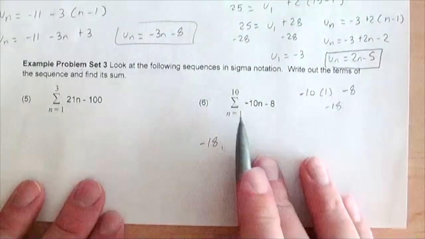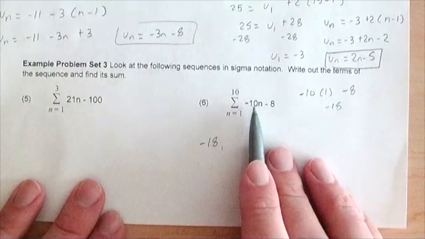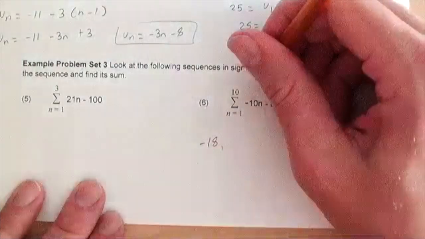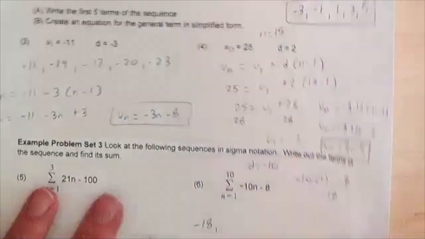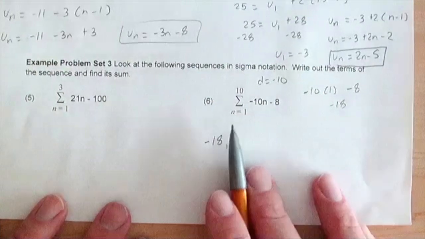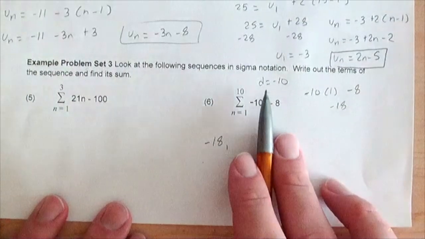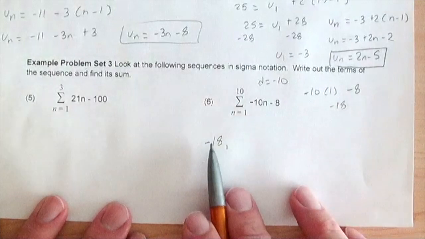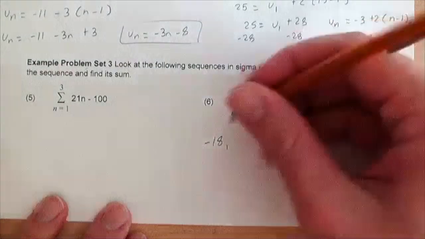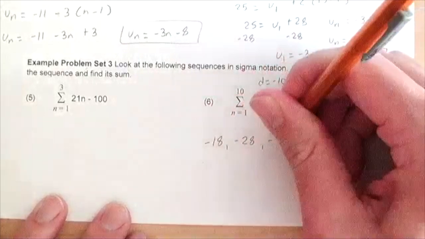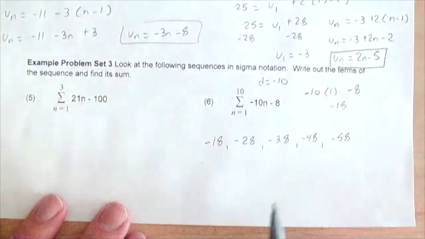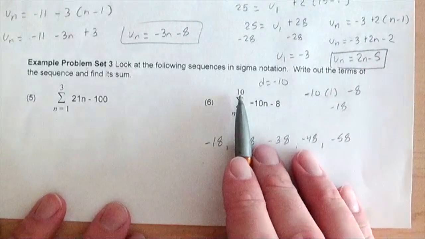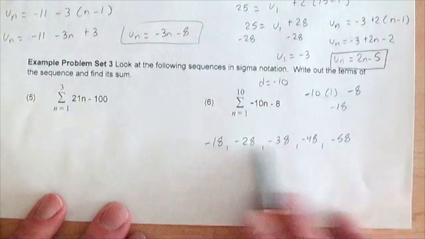Now, I have to be able to read this. Whatever's connected to n is the common difference. When we plug it in, it's undistributed, but it's always going to be connected to n. I think I'm talking a little fast today, but I'm not that worried because it's review. If we know the common difference is -10 and the first term is -18, all I have to do is keep going down by 10 for 10 terms. When you're reading this, the top tells you how many terms you're trying to find. So we need 10 terms.